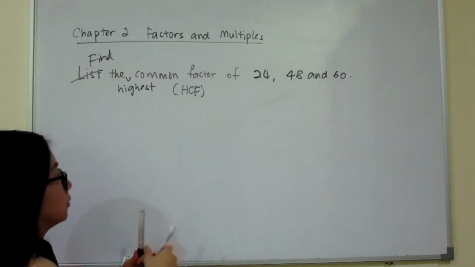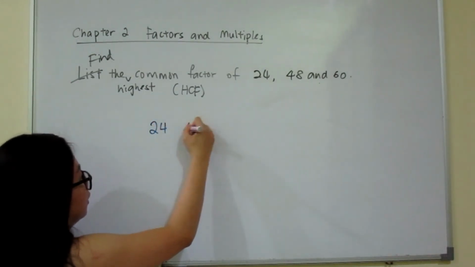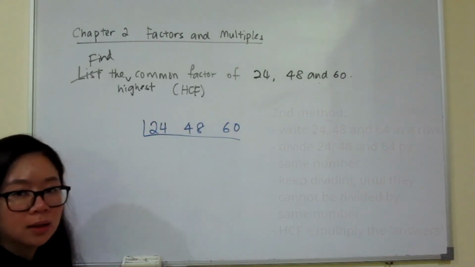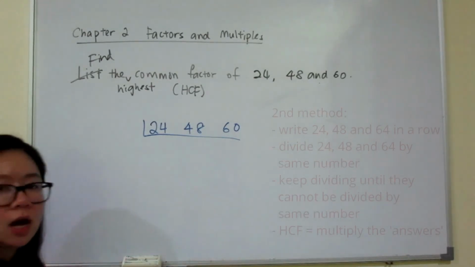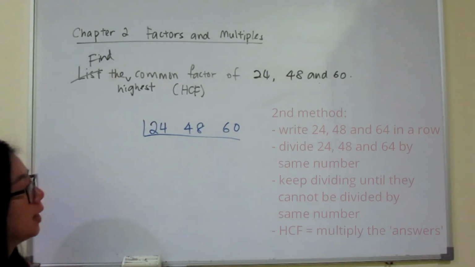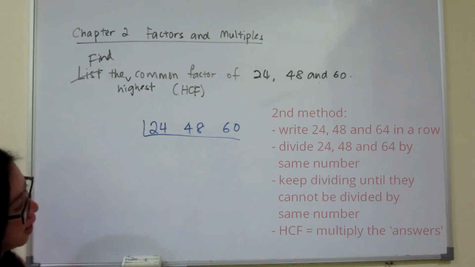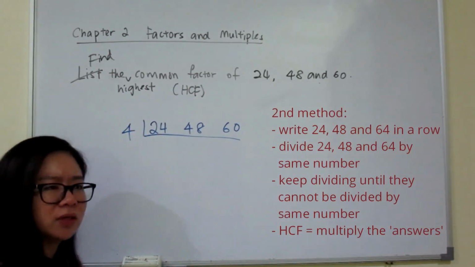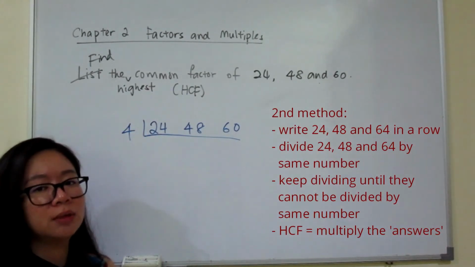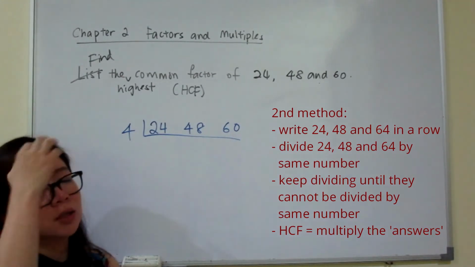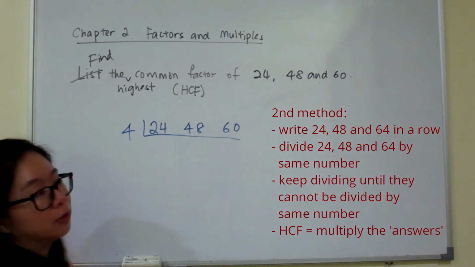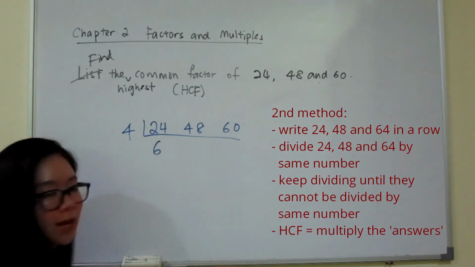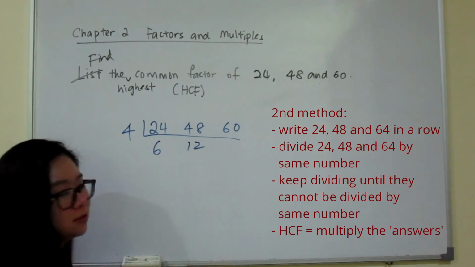Let's write down the 3 numbers together in a row. Then we do division. Let's try to divide all 3 of them by the same number. Let's say we divide them by 4. If you think, how do I divide 60 by 4, you can choose a small number like 2. This is up to you. I can choose 4 because I know how to do the calculation. So 24 divided by 4 is 6, 48 divided by 4 is 12, and 60 divided by 4 is 15.